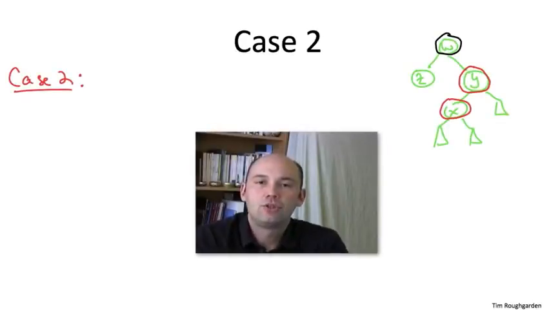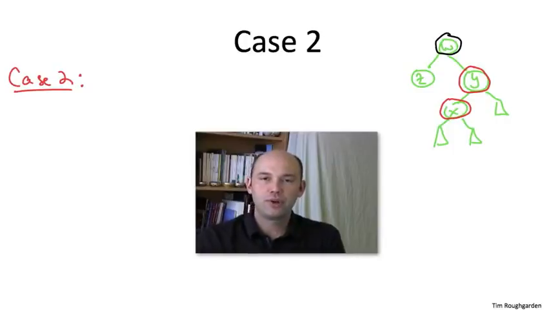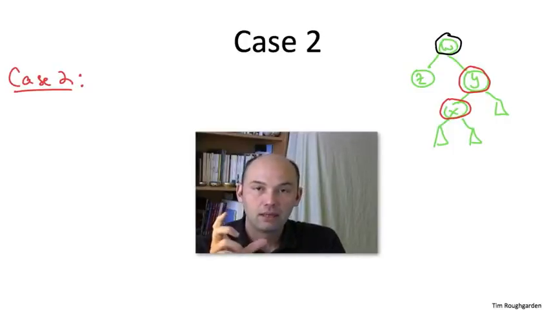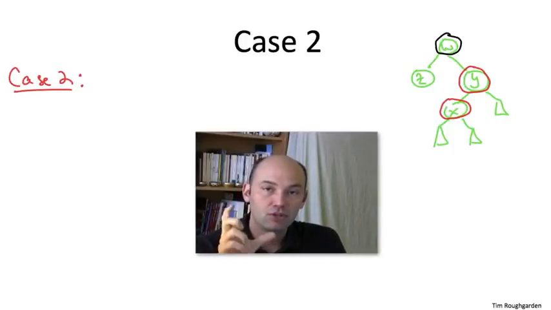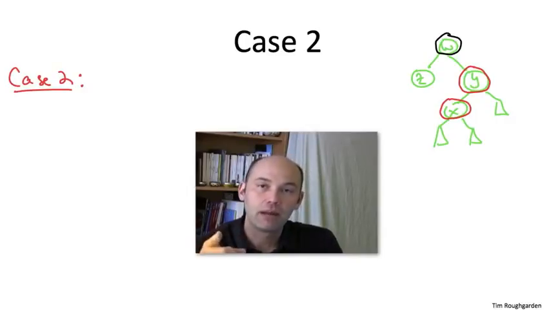Let's move on to case 2. So case 2 gets triggered when we have a double red, and the deeper node of this double red pair, call it X, its uncle, that is, if it has grandparent W, parent Y, and W's other child other than Y, either doesn't exist, or if it exists, it's colored black.